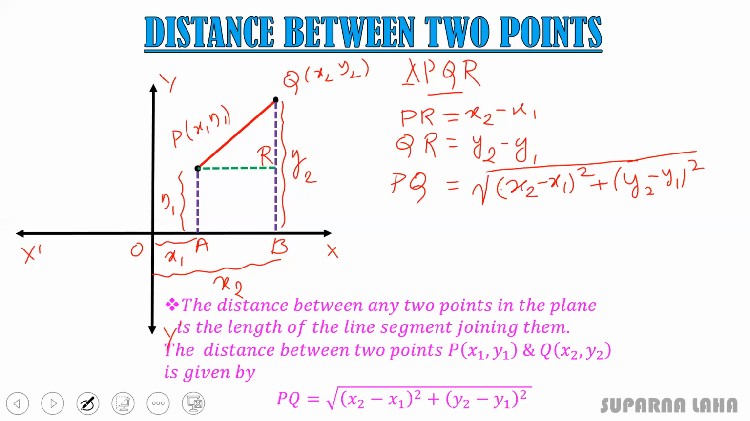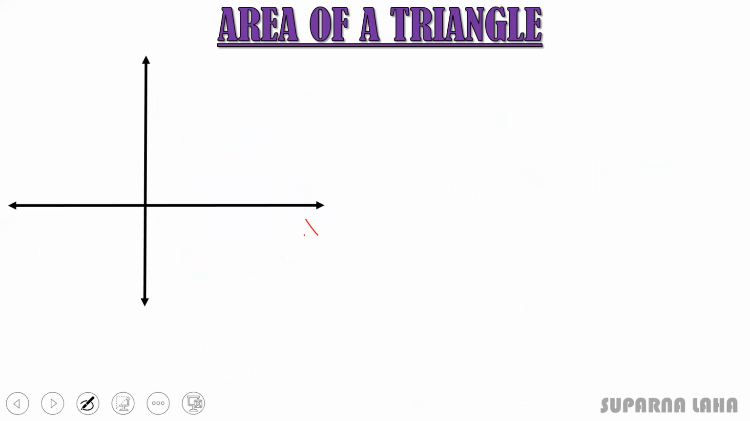So next is the area of a triangle. A triangle is given, that is, its 3 vertices are given. Then how to find the area of the triangle? If in 2-dimensional geometry a triangle is given, basically its vertices are given, then how to find the area? Same as before, take these 2 axes, x dash, y dash, and this is O, and take a triangle.